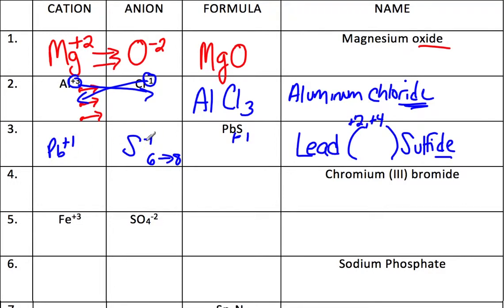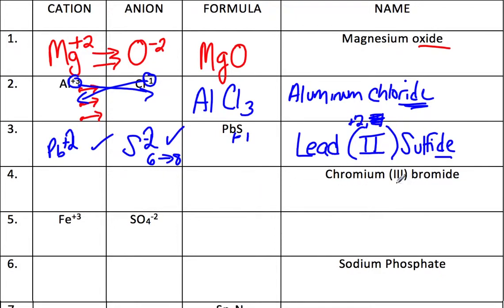So we're going to double everything. We're going to make this a -2. This becomes a +2. So it's a Pb +2, S -2. That's correct, so therefore this must be correct. So lead is a +2 charge in this case.